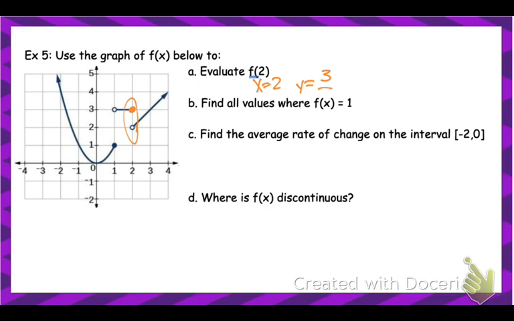For that next part, it says to evaluate where f of x is equal to 1. That means when y equals 1, x is equal to both -1 and +1.